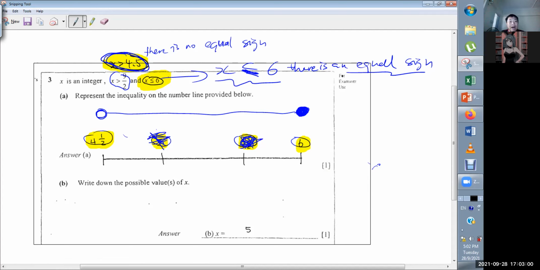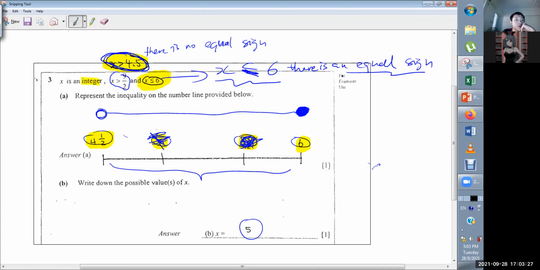Okay. So now they ask, write down the possible values of x. So the possible values of x, one of them is 5. Yes, one of them is 5. That means anything between this 4.5 to 6 is possible. But x is an integer. Can you see x is integer? You know what's an integer?